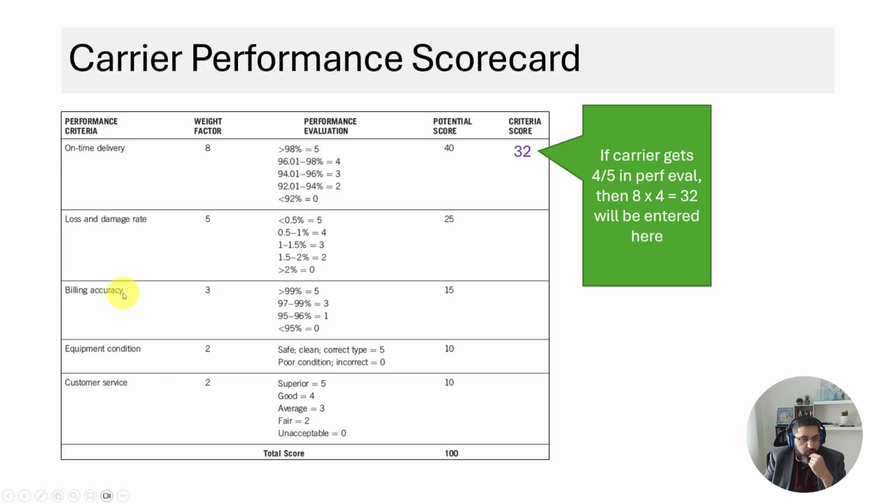Billing accuracy: you don't want your carriers to bill you the wrong amounts, because then you have to pay somebody in your company to check each invoice and make corrections, and that's a cost for you. So it's easier to deal with companies that bill you accurately.